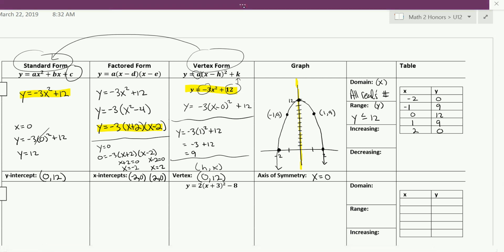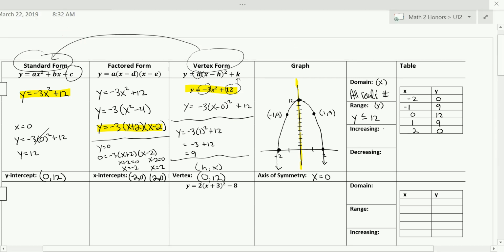So this is increasing and then decreasing on the right side. So increasing when x is less than 0. Decreasing when x is greater than 0. And now we've filled out all that we need.